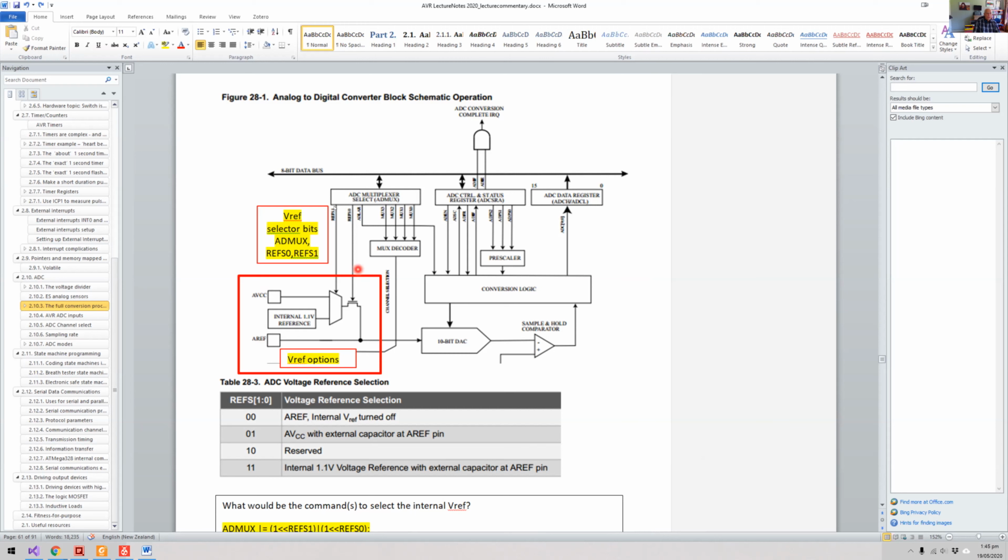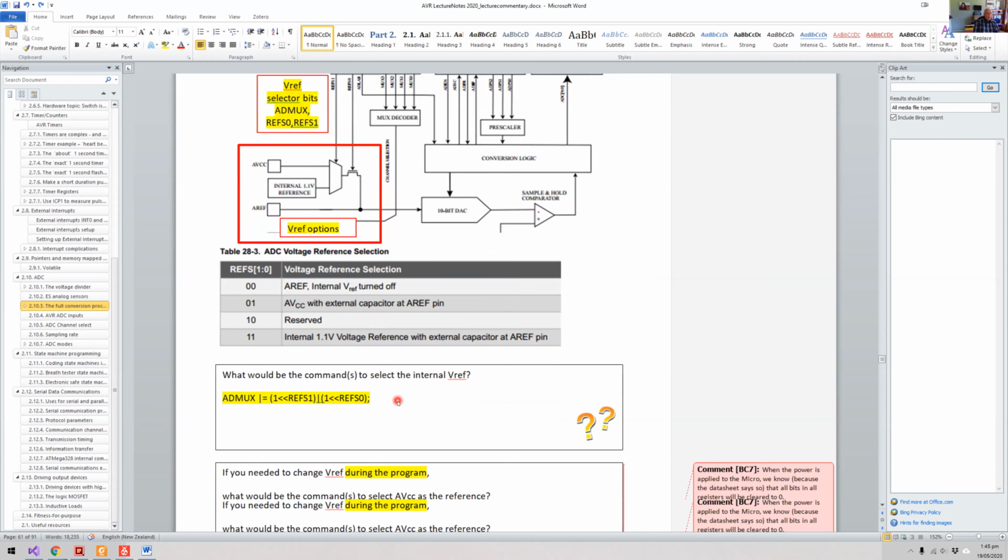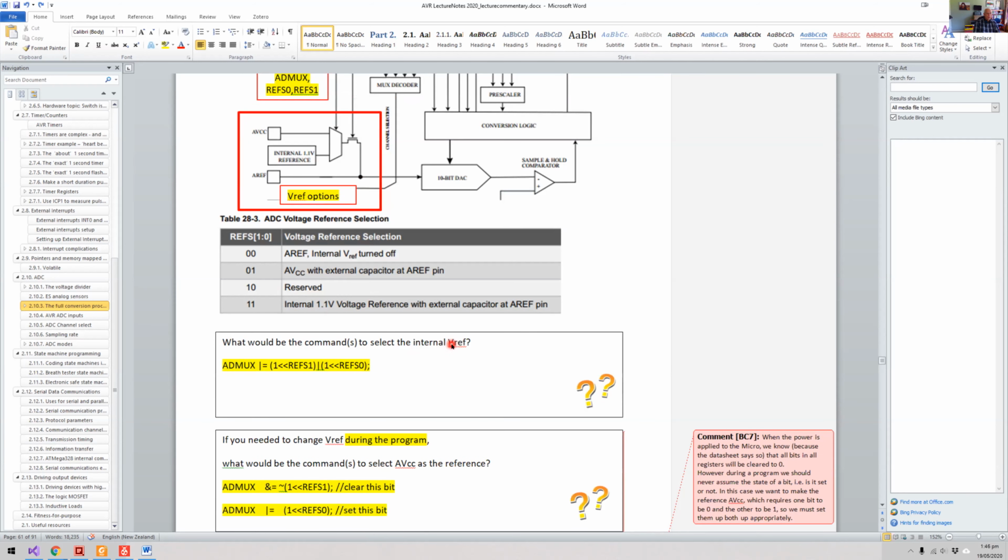And of course, the bits that select this are part of this ADMUX register. And the 2 bits are REFS1 and REFS0. And you'll find them described in the data sheet. So let's have a look and say, what would be the commands to select the internal voltage reference? So in the data sheet, I'm looking at the internal voltage reference is this one here. The internal 1.1 voltage reference with external capacitor at the AREF pin. So it's saying that you should connect a capacitor to this pin, typically a 0.1 microfarad cap.